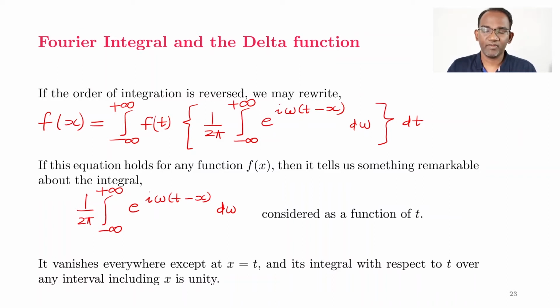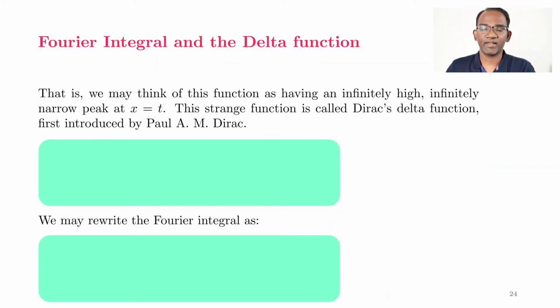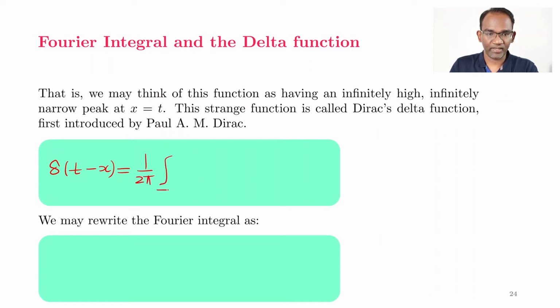This integral vanishes everywhere except at x equal to t, and when we integrate this function with respect to t over any interval including x, its value will be unity. That is, we may think of this function as having an infinitely high, infinitely narrow peak at x equal to t. This strange function is called the Dirac delta function, which was first introduced by Paul A.M. Dirac. The delta function is mathematically defined as delta(t minus x) equal to 1 over 2 pi integral minus infinity to plus infinity e raised to i omega (t minus x) d omega.